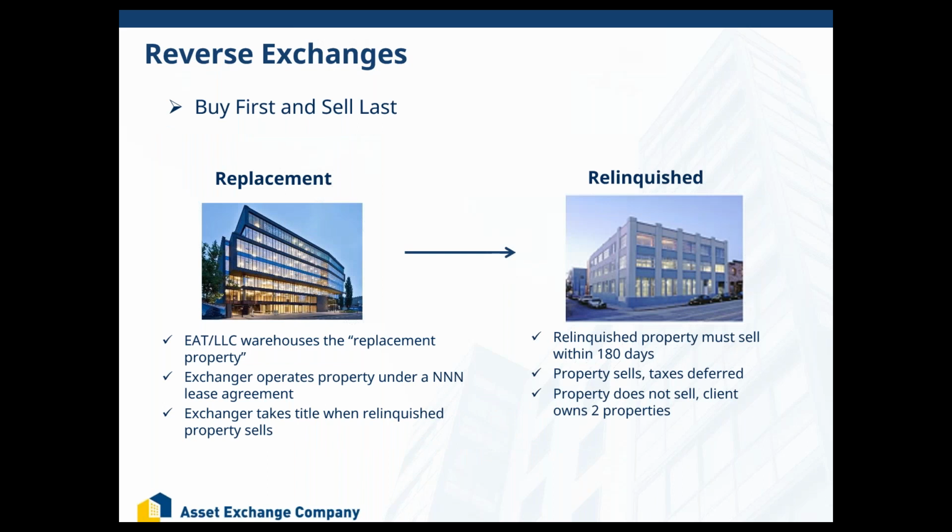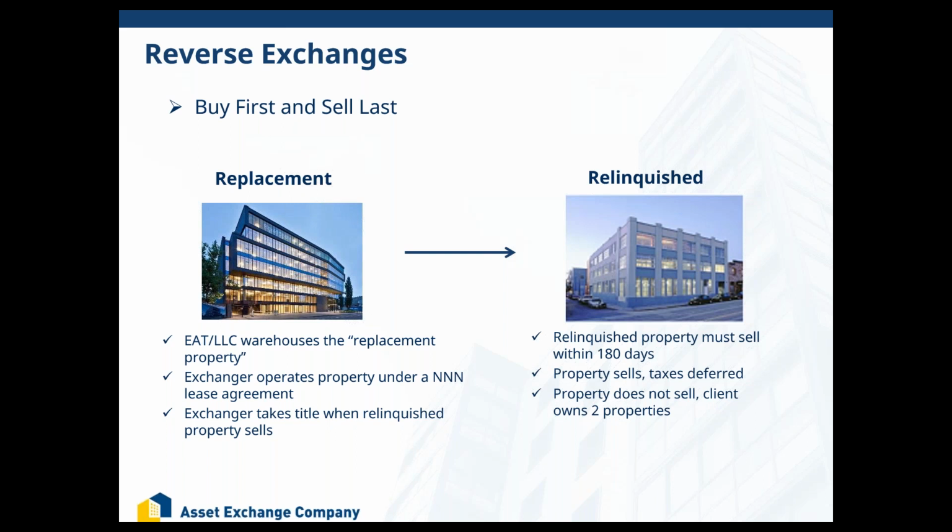There's one that's referred to as a reverse exchange. It works just the opposite of a delayed. It's actually where you buy first. You buy your replacement property first, and then you sell your relinquished property last. They can work something like this. Let's say you have your property listed for sale. Now, maybe you don't even have a contract on it yet.